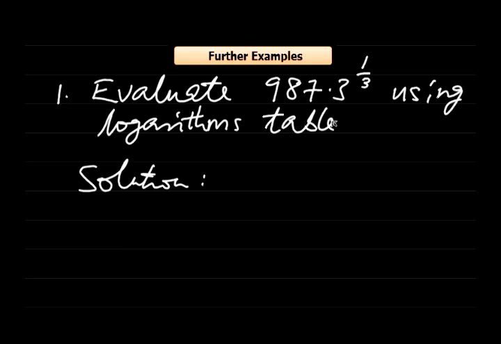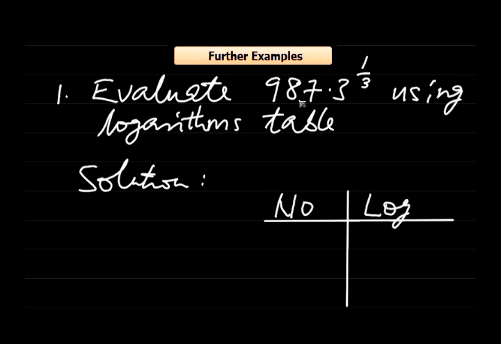Multiplying this by 1 over 3 means what? Dividing by 3. Okay, so we'll draw our line there. You come here, you draw this line. Okay, draw the other one. That's it. You now write number, log. Put the number here, 987.3.